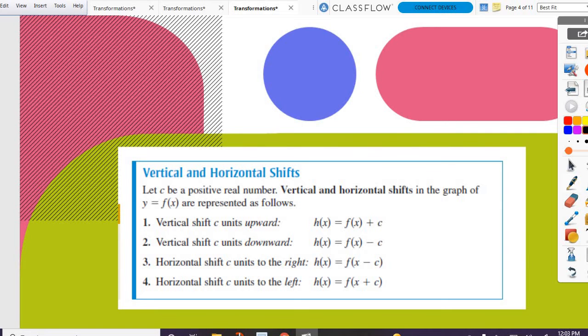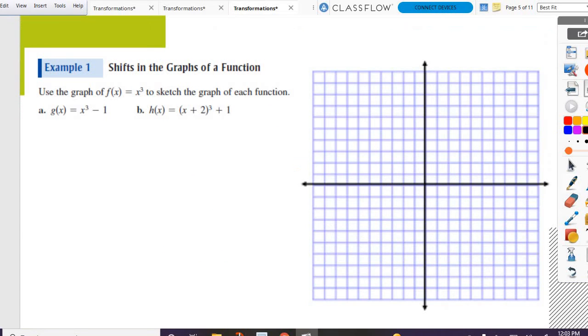Alright, so let's look at an example. It tells us that we are starting with the graph f of x equals x cubed, and then we're going to use that graph to sketch the other two graphs that it gives us. So, we need to probably start by reminding ourselves, what does the graph of f of x equals x cubed look like?